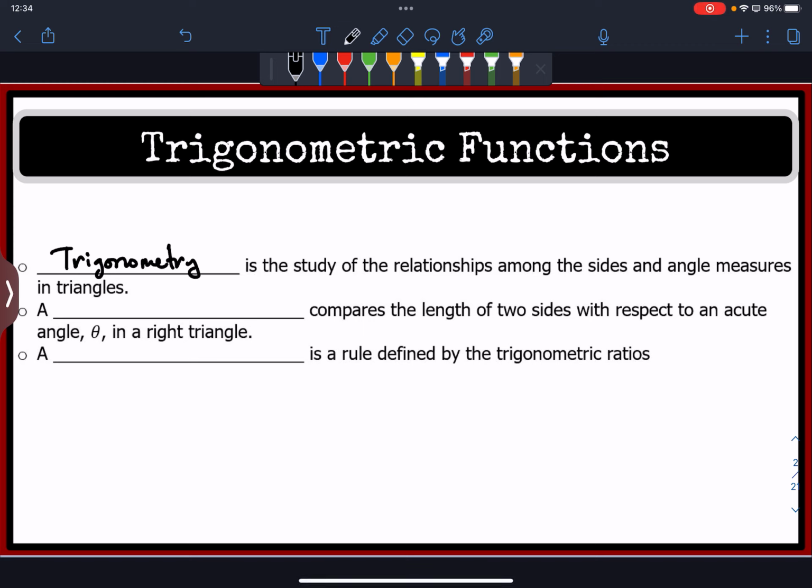A trigonometric ratio compares the length of two sides with respect to an acute angle theta in a right triangle. And a trig function, or trigonometric function, is a rule defined by the trigonometric ratios.